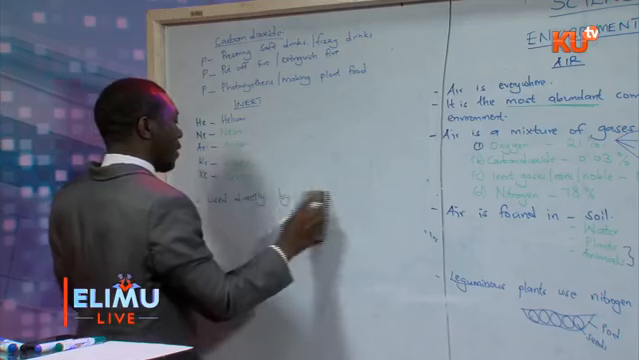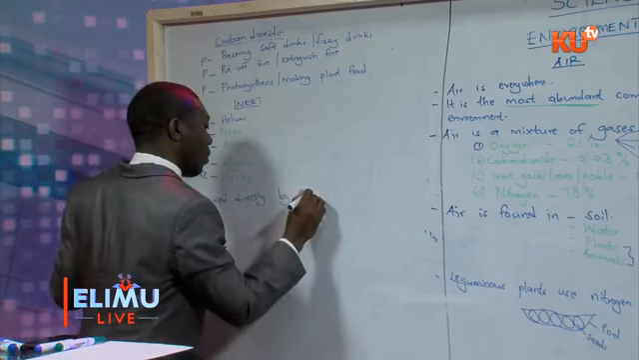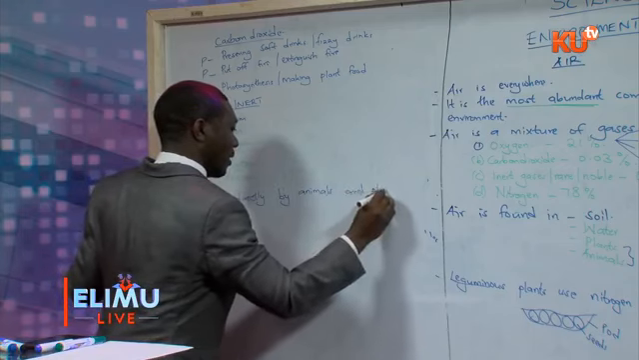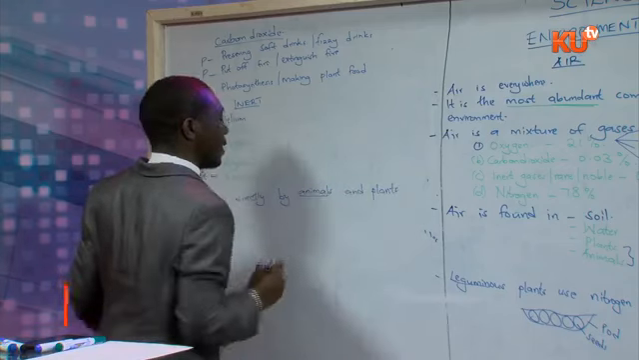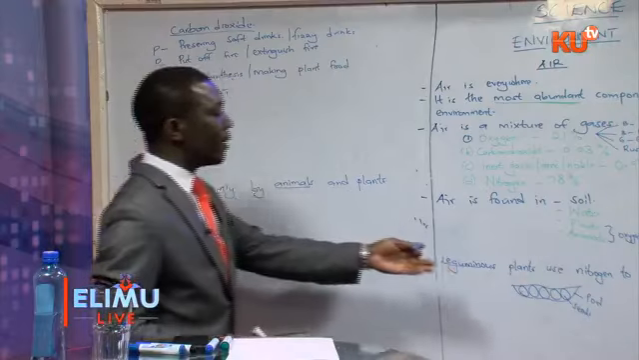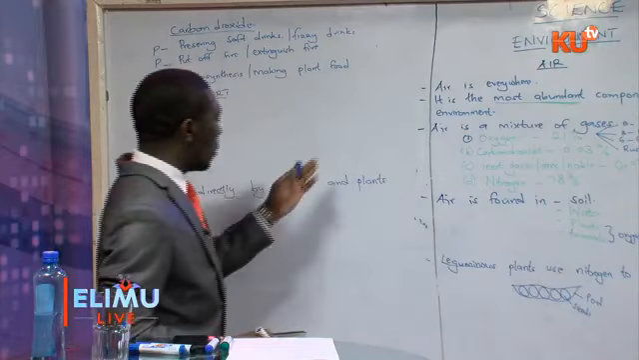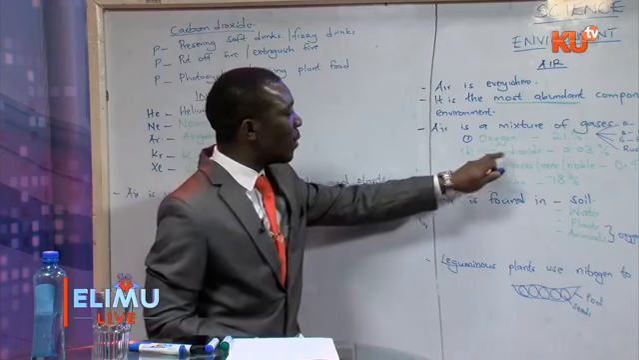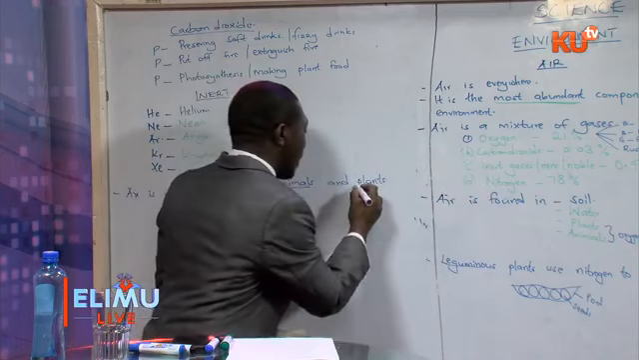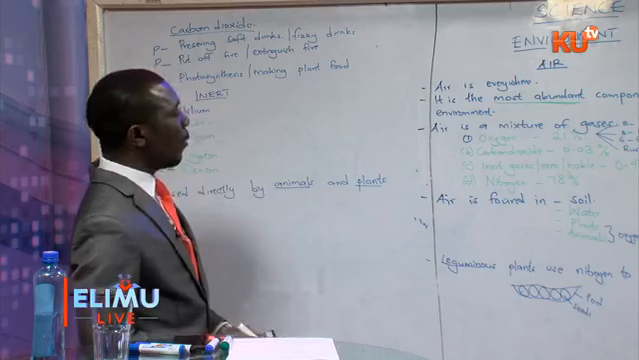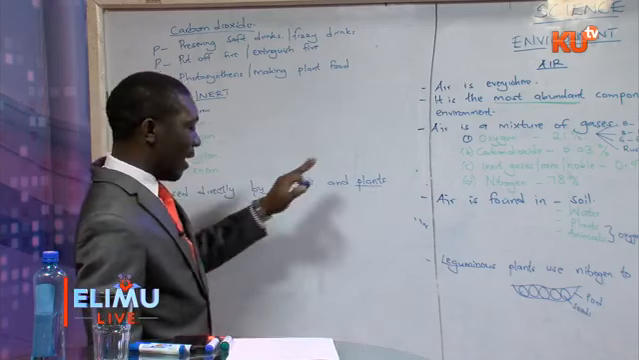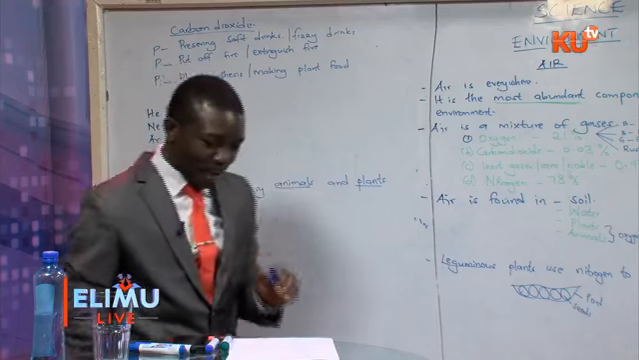Let me use it by animals and plants. So this air, animals use it directly. Why? Animals like us, we breathe in oxygen directly. It is found in this air. Plants, if it is green plants, they use carbon dioxide to make food. So they use that carbon dioxide directly. So the two components that use air directly are plants and animals.